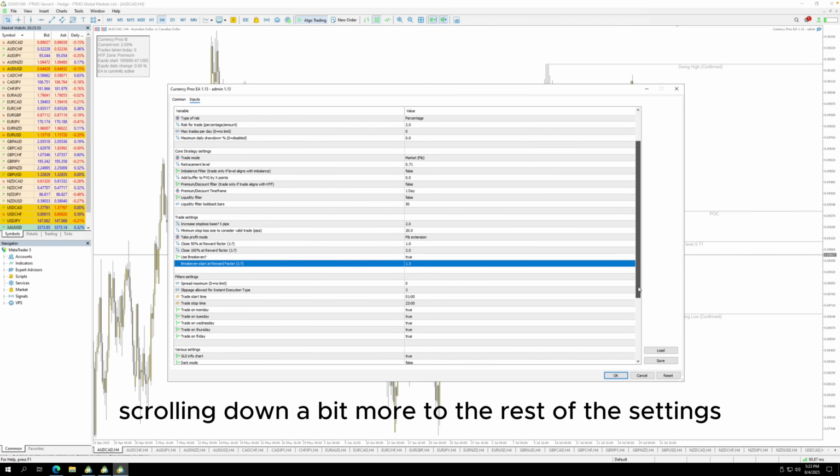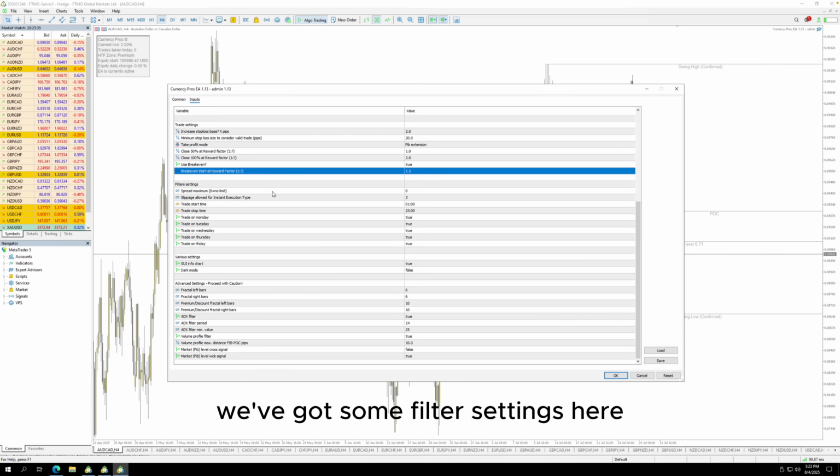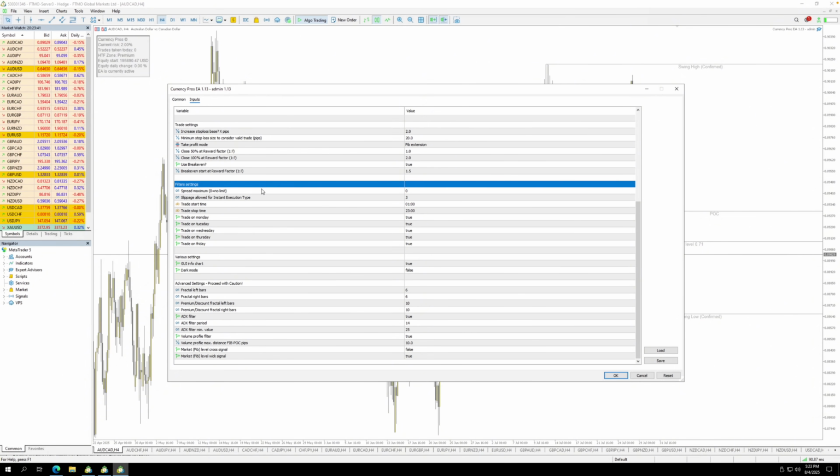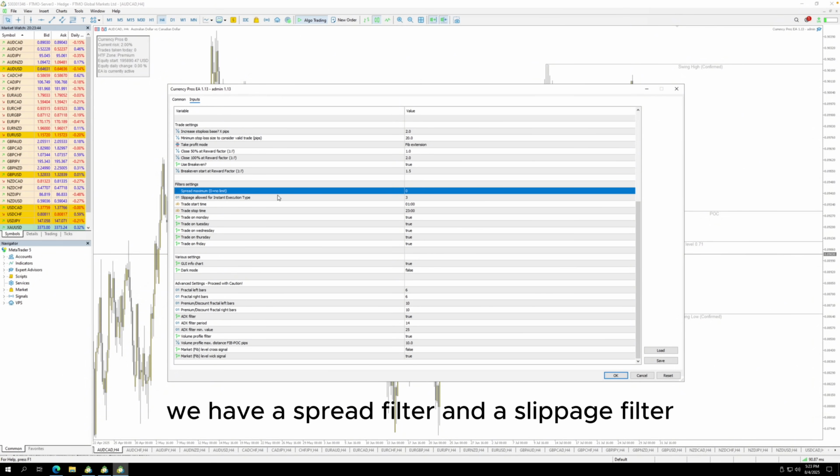Now scrolling down a bit more to the rest of the settings, we've got some filter settings here. We have a spread filter and a slippage filter.